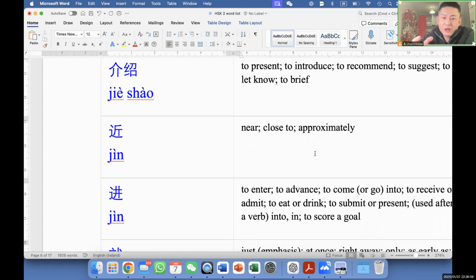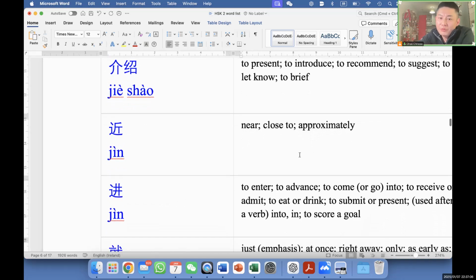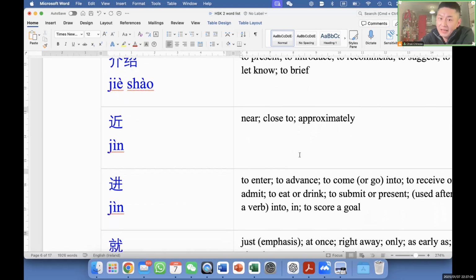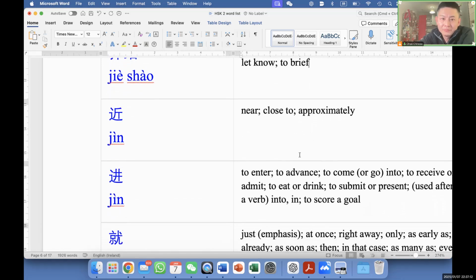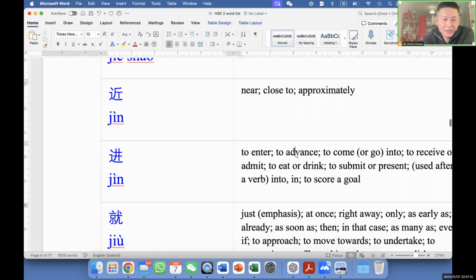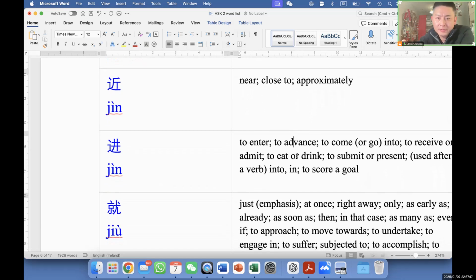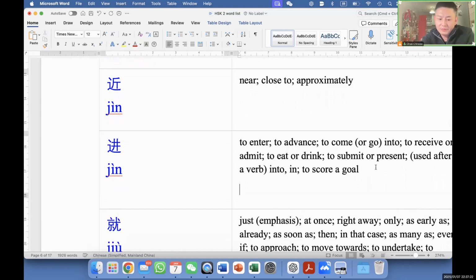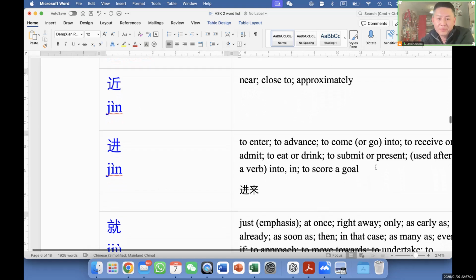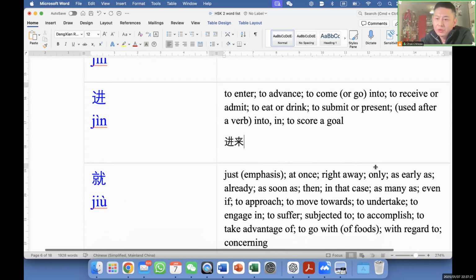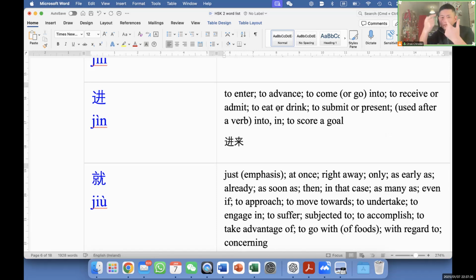近 is close. That's actually part of the name of the president of China, Xi Jinping, right? 近平, 近 means close. It's a good name for a politician. Close and flat, so low key. There's another 进, same pronunciation, to enter. When you're in a room and somebody knocks on the door, you say 进来, please enter. 进来, okay? And to receive or admit, fair enough. They are connected to eat or drink. Yeah, food is entering you, of course.